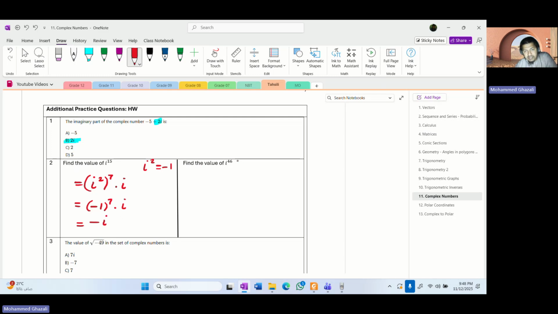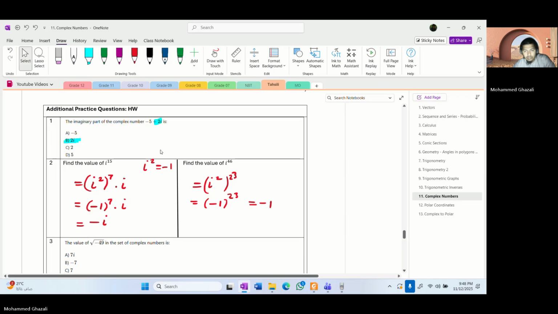Find the value of i to the power 46. If you divide this by 2, you'll get 23. So that's i squared to the power 23. Okay, 23 times 2 is 46. So both of them are equivalent. i squared is -1, and to the power 23 is also an odd number. So it's just -1. Hope you guys understood that.